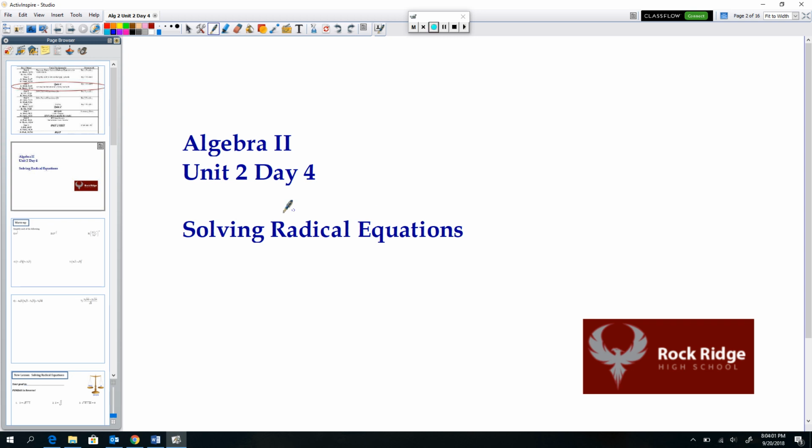equations. We're going to break this topic into 2 days. So today is the first part of solving radical equations, and then we'll have another day of solving radical equations so we can get this really nice and strong in our minds. Okay? So let's hit the warm-up.